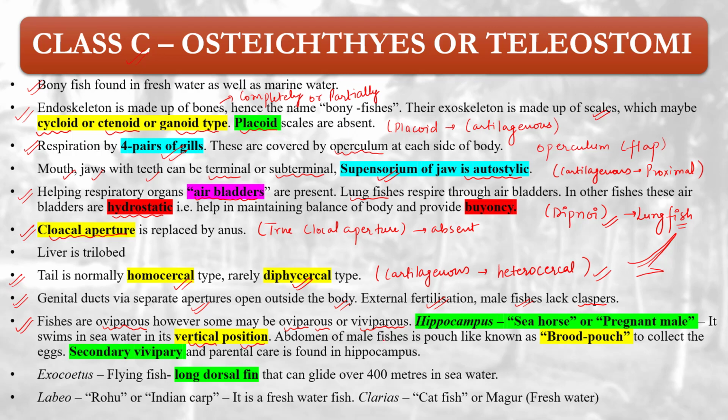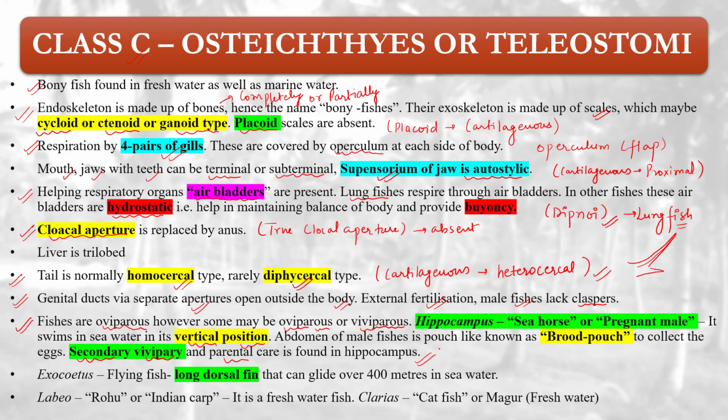The abdomen of the male fish has a pouch which is known as the brood pouch, which helps to collect the eggs laid by the female, and that is why the male carries the eggs with himself, and that is why this male is known as a pregnant male. This shows a very characteristic sign of parental care. So it is also known as secondary vivipary, and parental care is found in hippocampus.